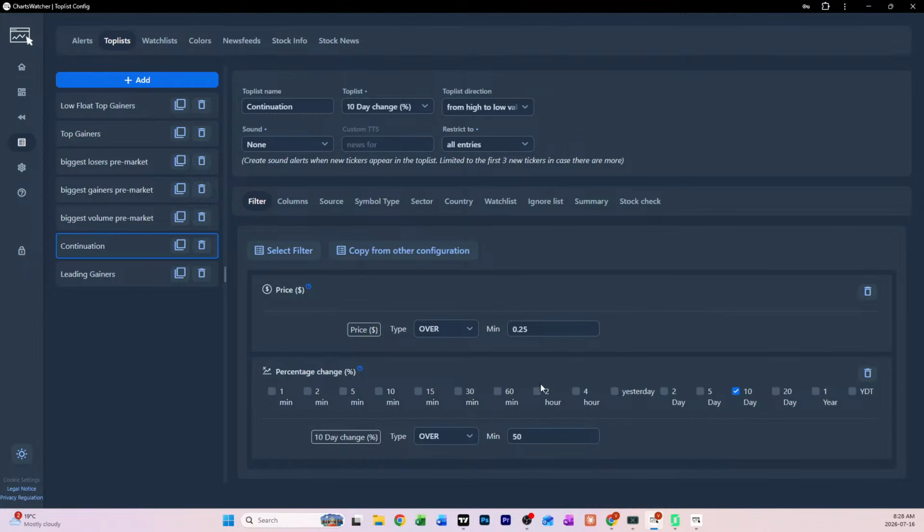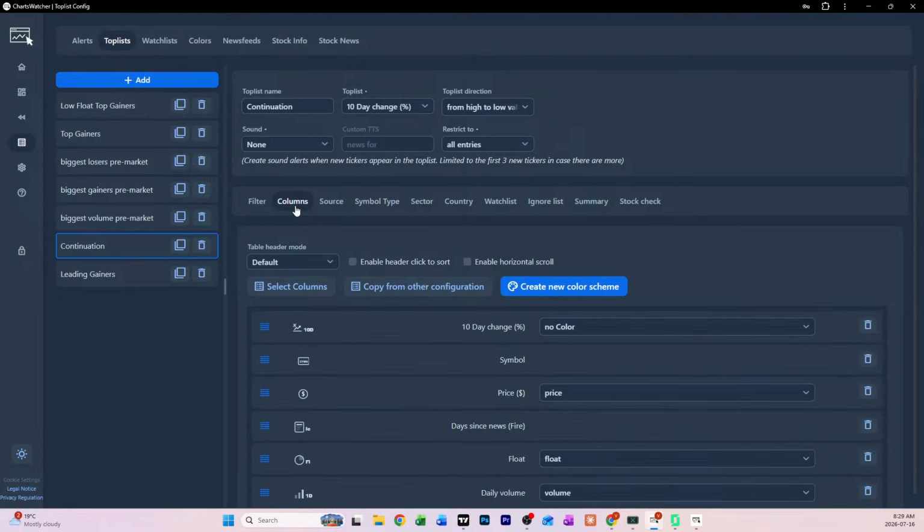The 10-day change filter is it needs to be over 50%. Because to me, it's not continuation unless it's at least up 50% from the previous day. Usually the stocks that I'll be looking at for continuation are ones that have popped up and held up over 50%, or like over 100% maybe. So anything that has popped up but hasn't held up over 50% from the previous day, it's not even a continuation stock worth looking at for me. So those are my filters on that.